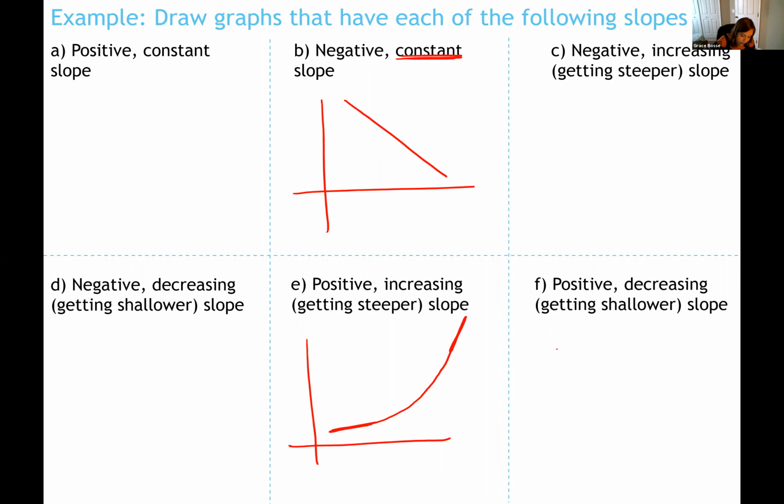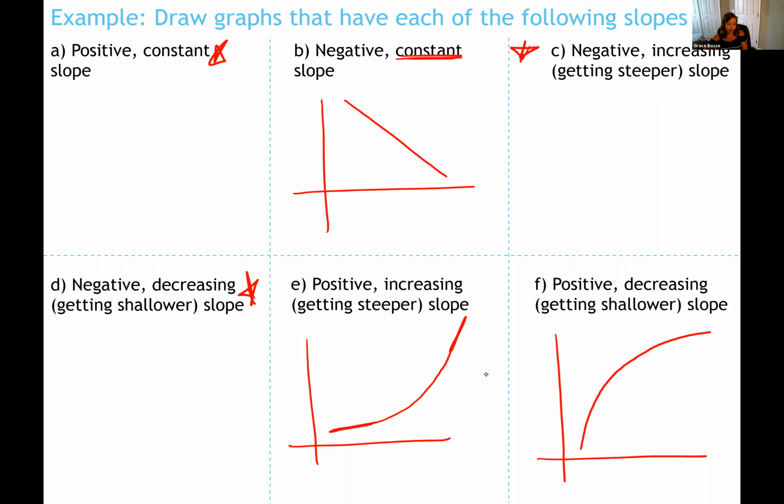I'll do one other one for you. Let's do positive but decreasing slope. So I need to start off steep and then get shallower and shallower and shallower, but always still kind of going uphill. I'm still sloping upwards. So this is a good chance for you to pause the video and see if you can do the other three that I didn't do for you. See if you can draw those three graphs.